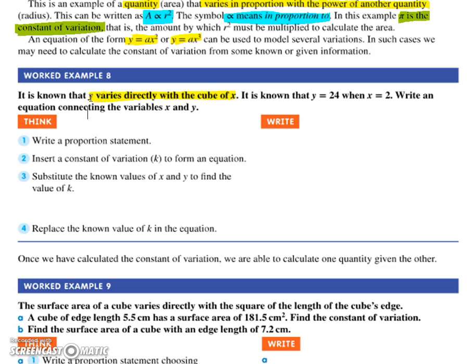And then it is known that y equals 24 when x equals 2. So what we have to do is write an equation. Okay? So what's it going to look like? Think about what it says in the previous thing, and I've highlighted it in yellow. Y varies directly with the cube of x. What's our equation going to look like in the end?